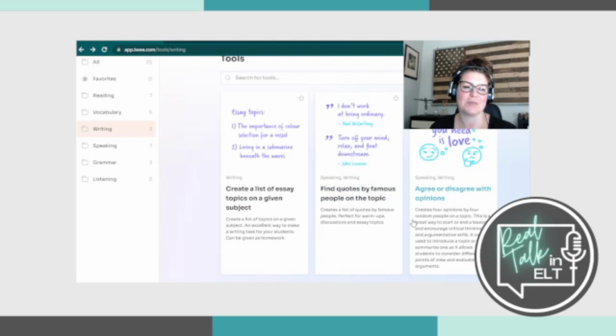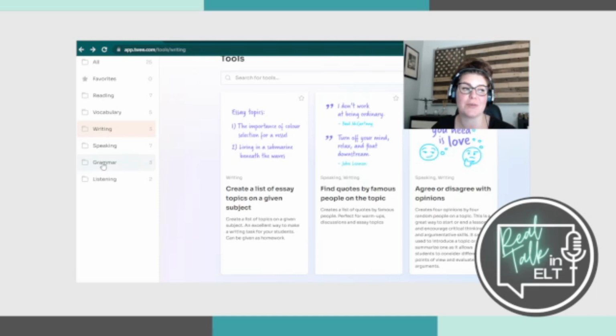And then the last one was the agree and disagree with opinion. So I think overall, those are pretty cool. They are decent writing prompts, and at least they were polarized enough, not polarized to the point where they're offensive, but polarized enough that people would have some sort of reaction to it, which is always a good thing. So I'm going to skip over speaking because it has 7 tools there, but writing only has 3.